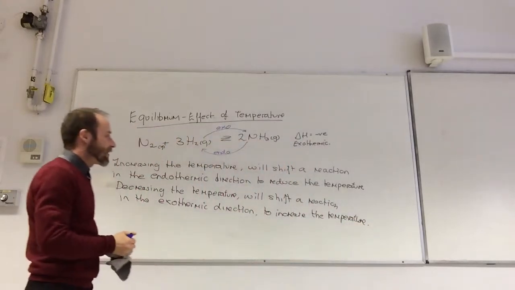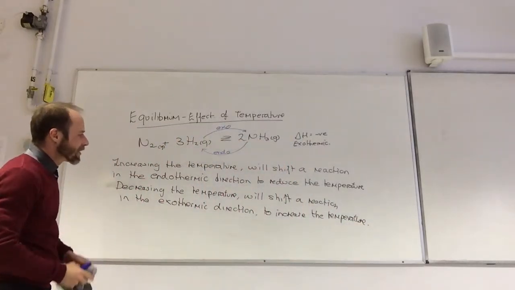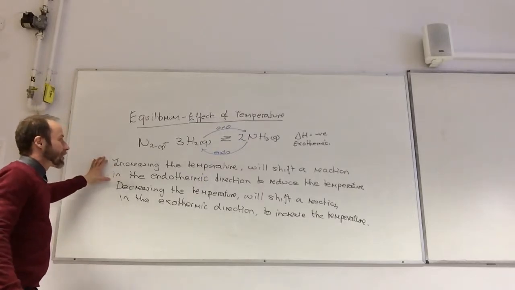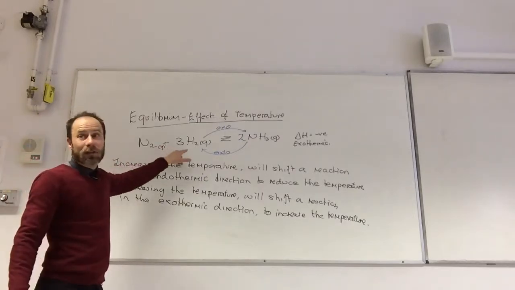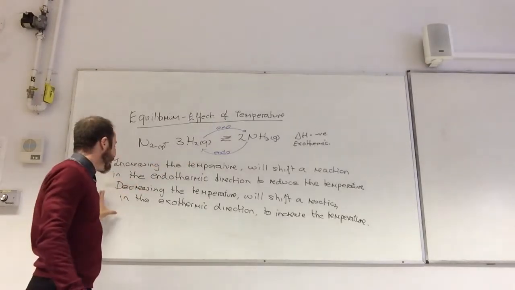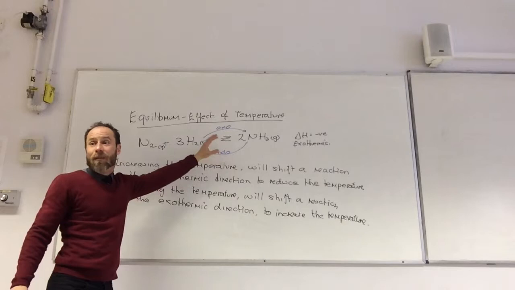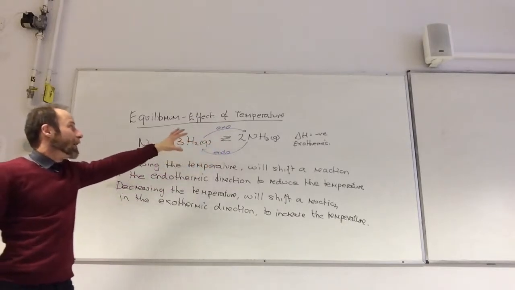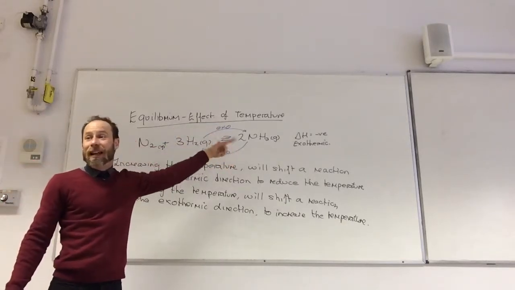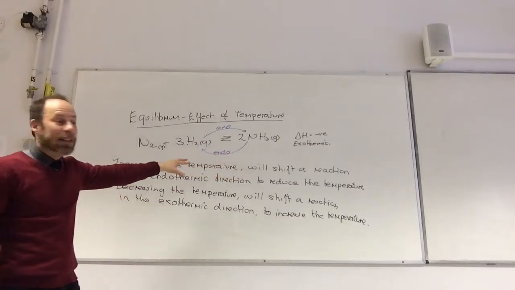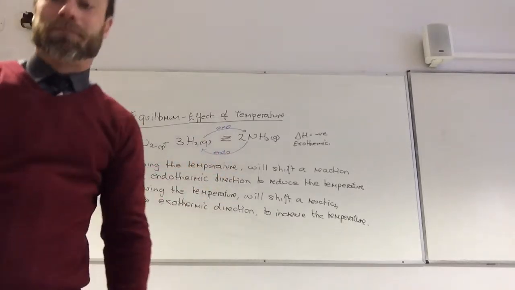So in this case, for this example that we've just done, if I increase the temperature, it will shift to the left-hand side. If I decrease the temperature, it shifts to the right-hand side. But it really helps you if you just label it. As soon as you see it, label it, which is exo, which is endothermic, and then it allows you to clearly see which way you're going to shift.